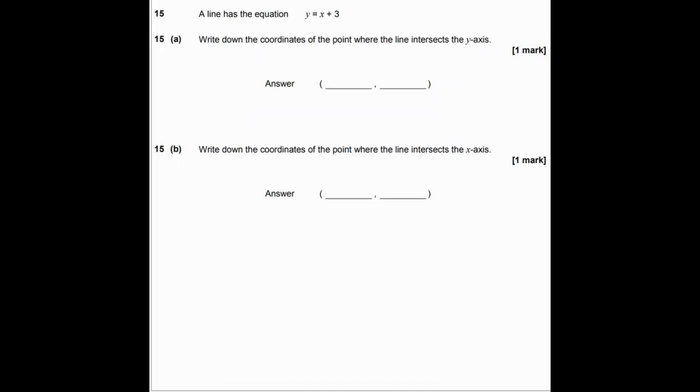Question 15 is about coordinates. It tells us a line has the equation y equals x plus 3. I'm going to draw that out again at the bottom here. Y equals x plus 3. First of all, we are asked to write down the coordinates of the point where this line intersects the y-axis. Well, the y-axis goes through the line x equals 0. So if you were to put 0 in for x, you would have y equals 0 plus 3.